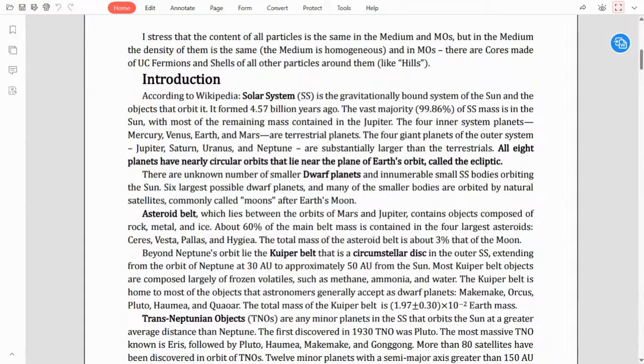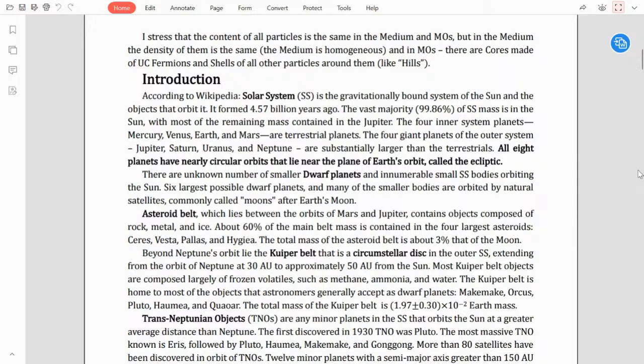The asteroid belt, which lies between the orbits of Mars and Jupiter, contains objects composed of rock, metal, and ice. About 60% of the main belt mass is contained in the four largest asteroids: Ceres, Vesta, Pallas, and Hygiea. The total mass of the asteroid belt is about 3% that of the Moon.